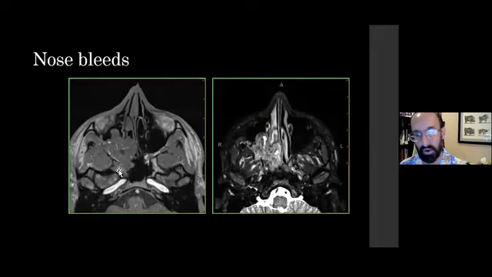Here's a patient who also presented with nosebleeds like our patient, but this was a young adolescent man, and you see multiple flow voids within this lesion. You can see them as the bright signal intensity here. This was a patient who had a juvenile angiofibroma.